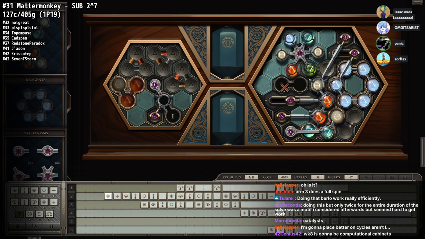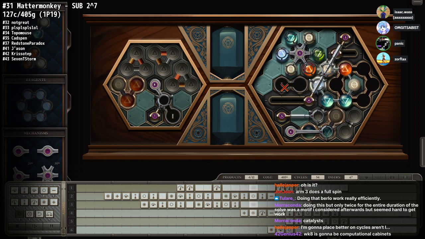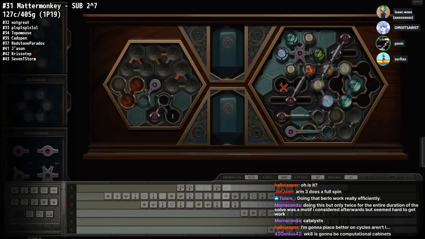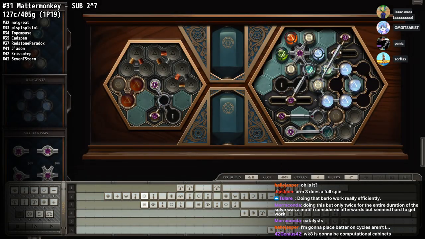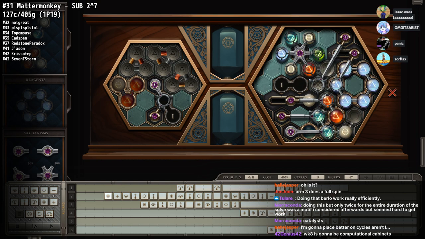Usually my production cycle solves feel awful, but this one feels pretty good. I set my sights on having two arms work together to dupe all the atoms that are needed, and somehow manage to get the rest of the machine to keep up. Cycle 19 has a very nice pair of pivots. Let's see. 15, 16, 17, 18, and 19. Oh, look at that. Oh, nice.